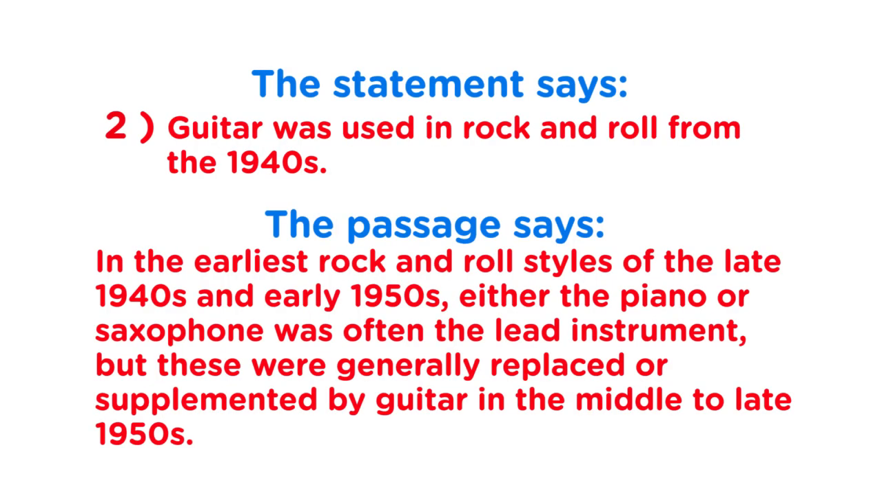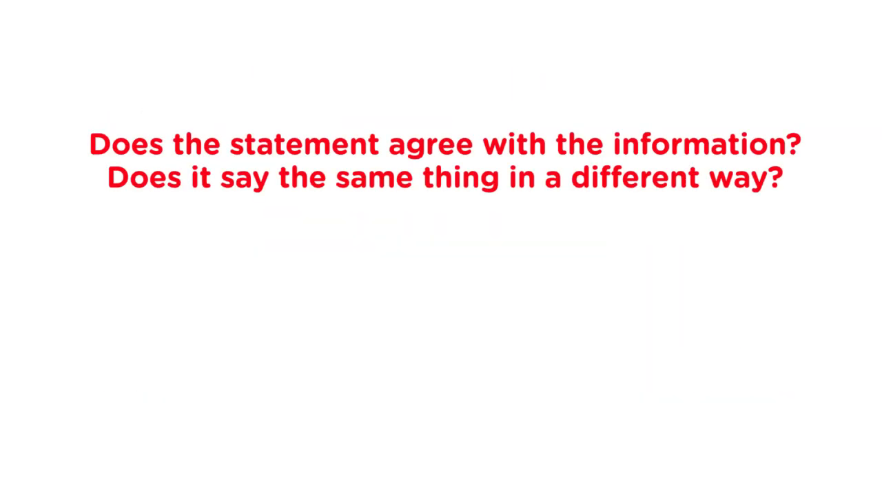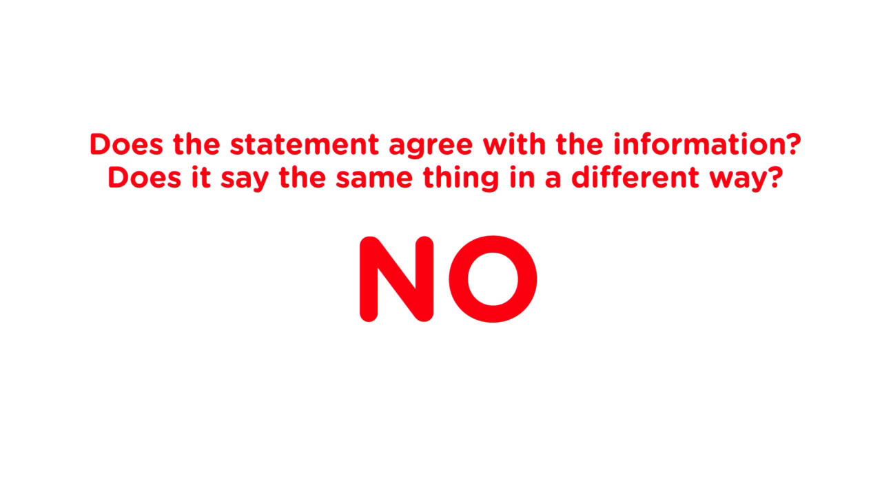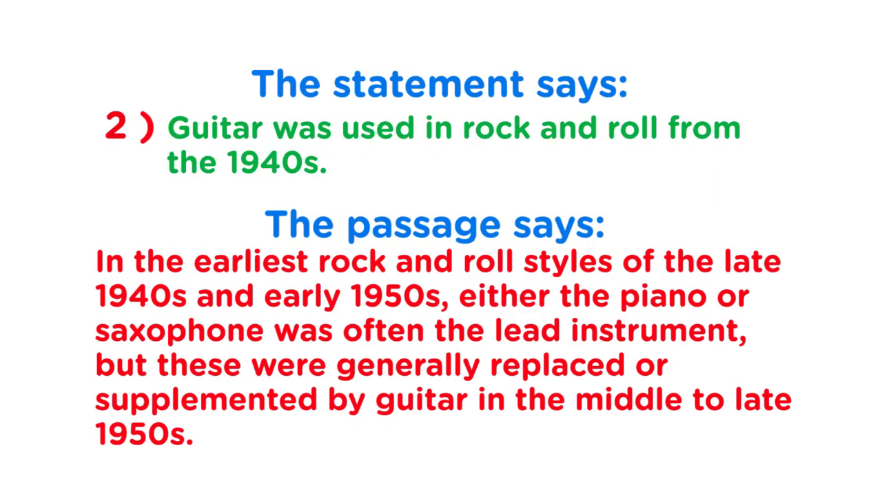2. Read the statement and the passage and answer true, false, or not given. Does the statement agree with the information? Does it say the same thing in a different way? No. The statement says, guitar was used in rock and roll from the 1940s. The passage says, guitars supplemented or took over the piano and saxophone in the 1950s, not the 1940s. So the answer is false.